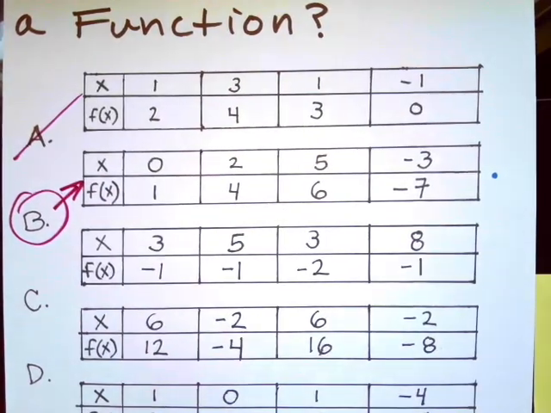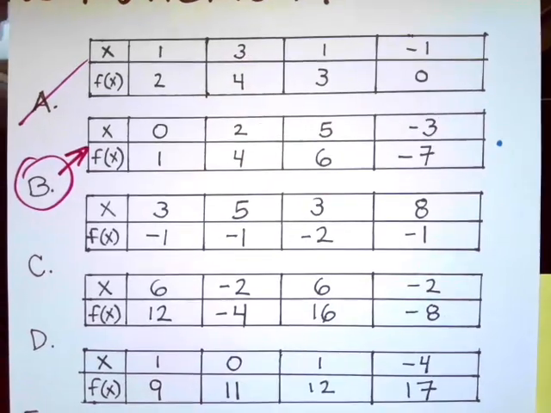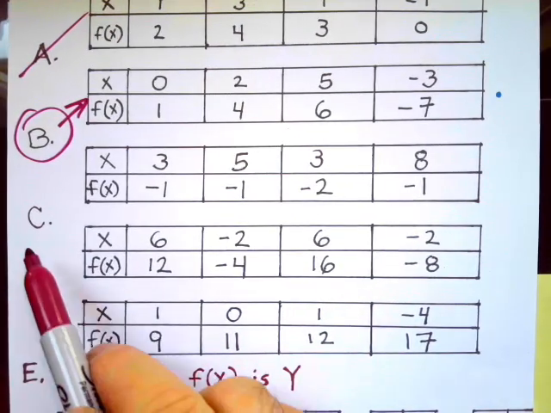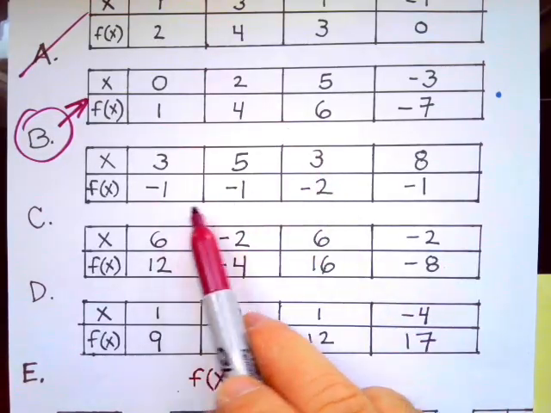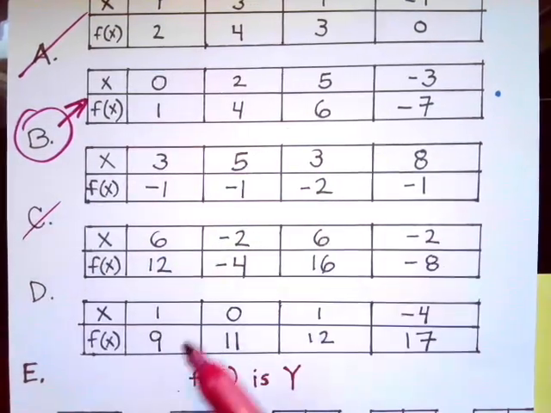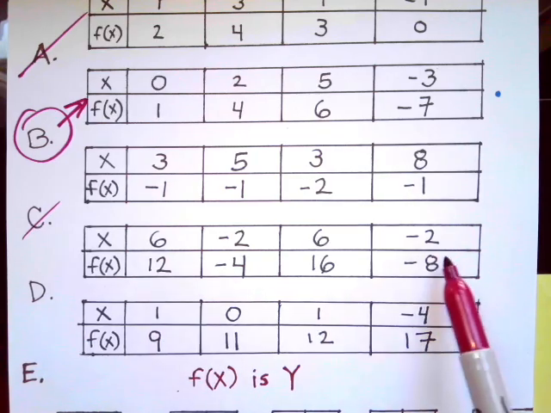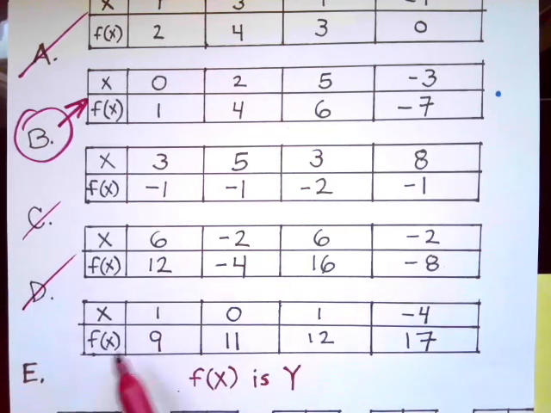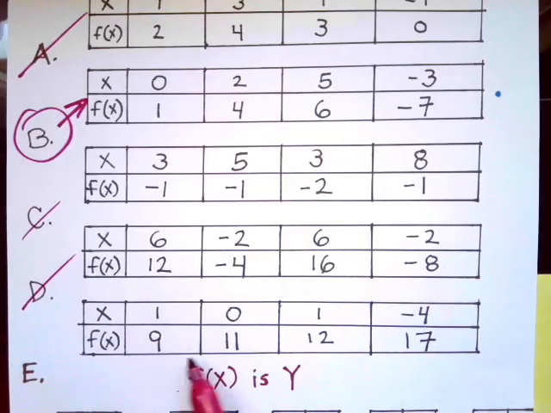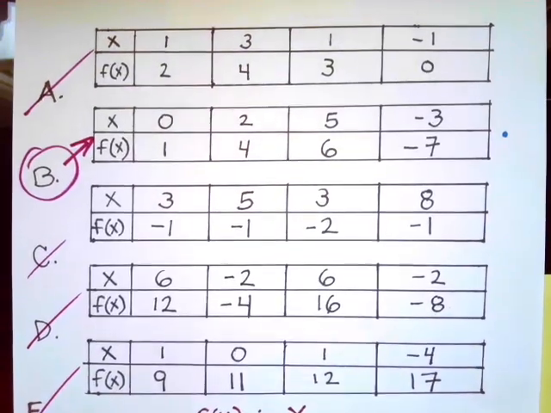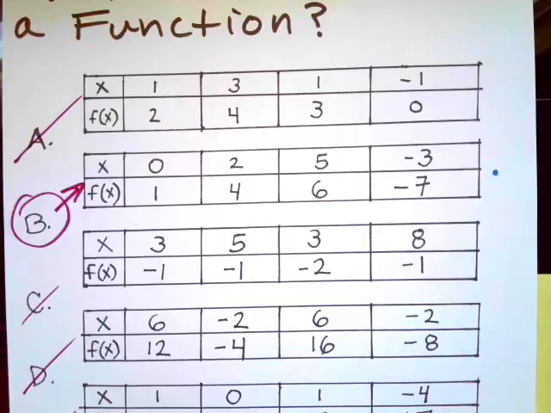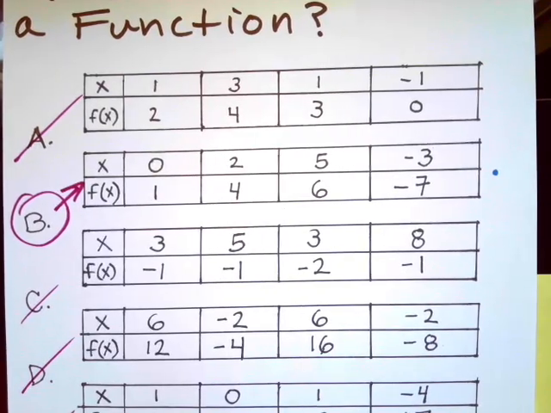That is a function. And quickly, let's take a look at some of these other tables. We see here for C, the 3 repeats in the x and the y values are different. For D, we can see the 6 and negative 2 repeat. The y's are different. And for E, we have a repeat of 1 and the y values are different. Not a function.